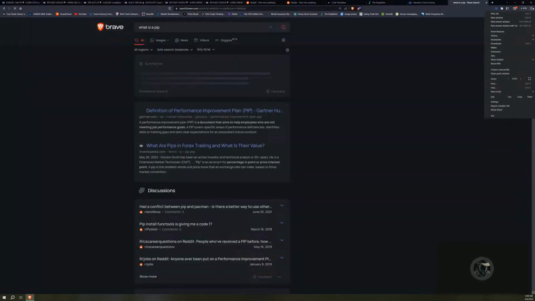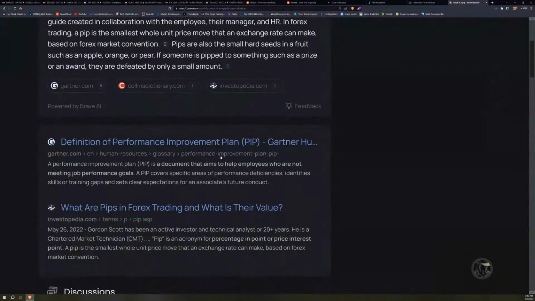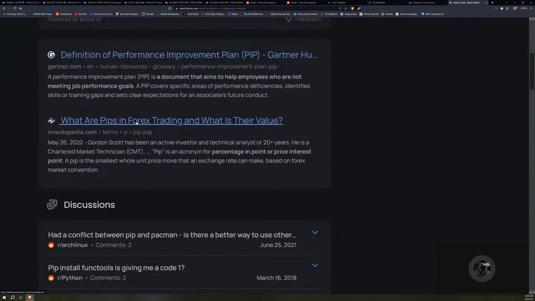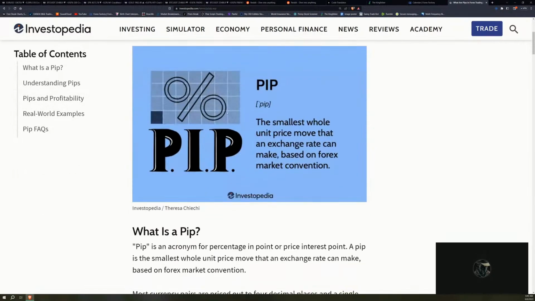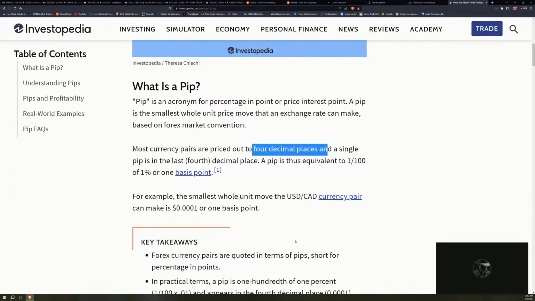I'm going to just go to what is a pip in the search. Definition of, okay, what are pips in Forex trading? Investopedia. Okay, it's a great place to go. It's a good backstop. The smallest whole unit price movement that an exchange rate can make based on Forex market convention. Most currency pairs are priced out to 4 decimal places, as we talked about. So a pip is 1/100th of a basis point.